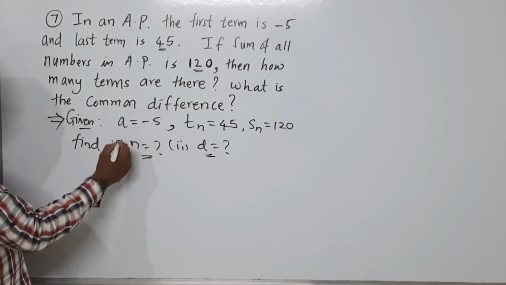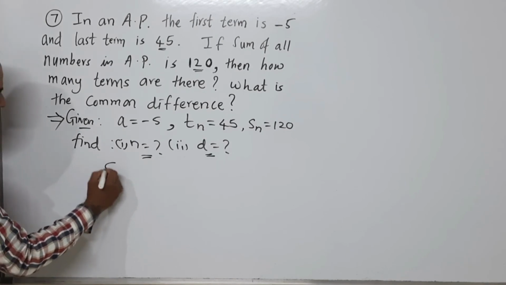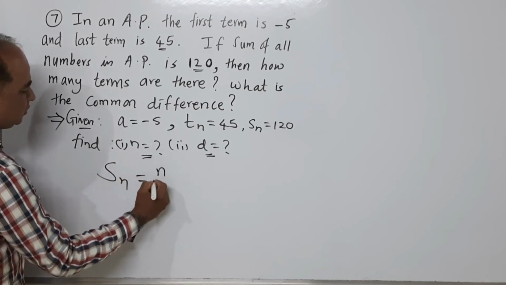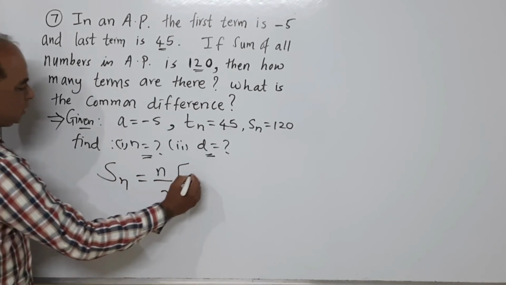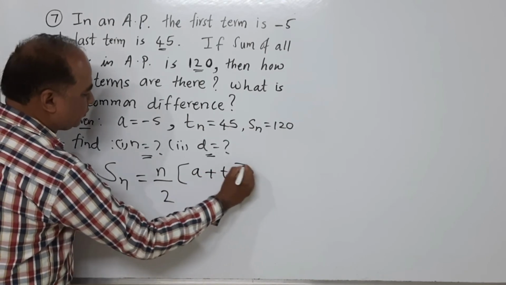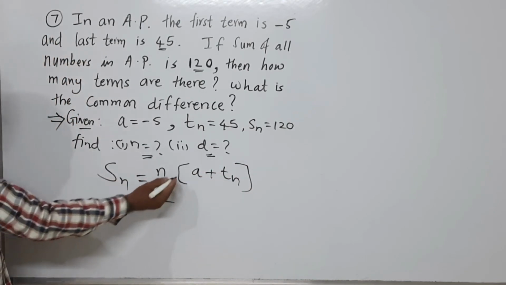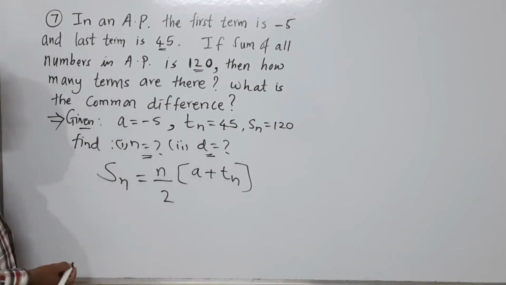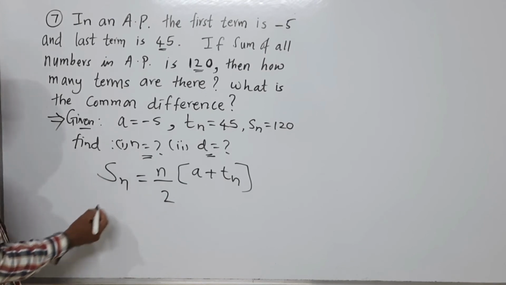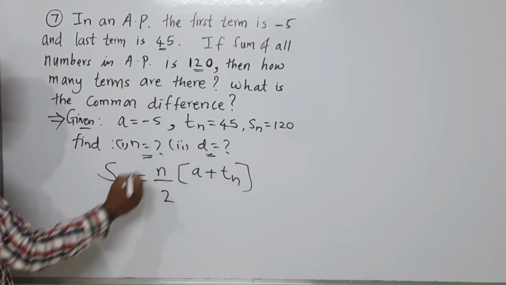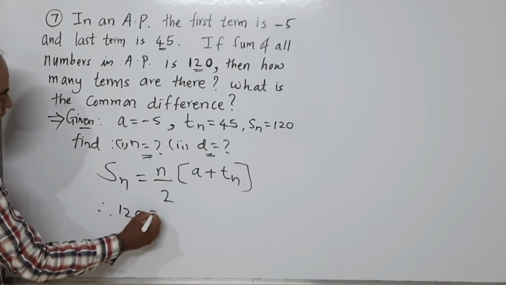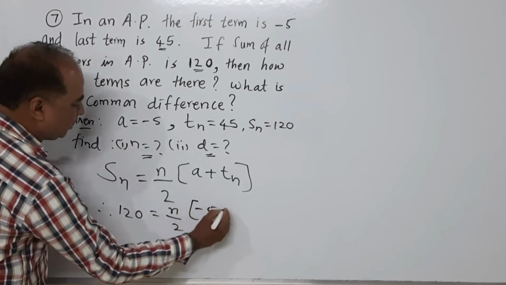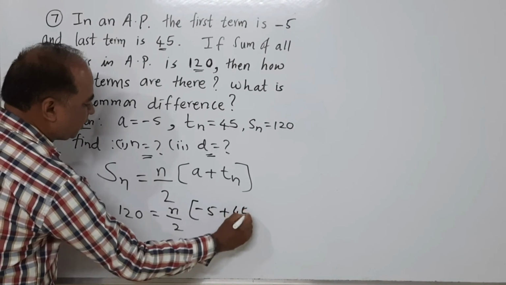Now to find n, we use the alternate formula of Sn, the sum of n terms of an AP, which is equal to n upon 2 bracket a plus tn. To find the sum of n terms when the first and last term are given, we have to use this formula. Now here Sn is given, therefore Sn is equal to 120 is equal to n upon 2 bracket a, which is minus 5, tn is 45.